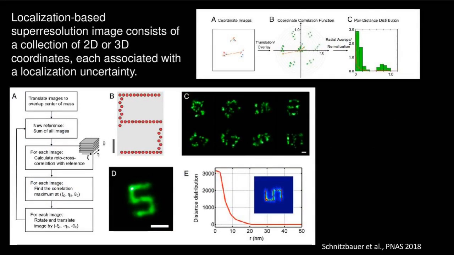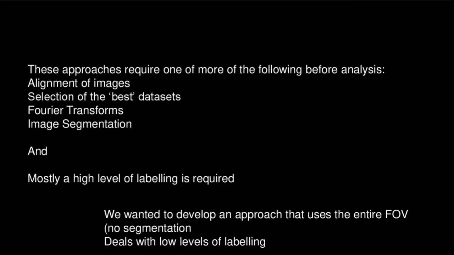This is another method, which uses a cross-correlation type of approach, and again, rotating the objects before you align them. So those approaches require all sorts of different things. Perhaps you might have to align the images before you analyze them. You might have to pre-select your best data sets. Some of them use Fourier transformation, some of them don't.